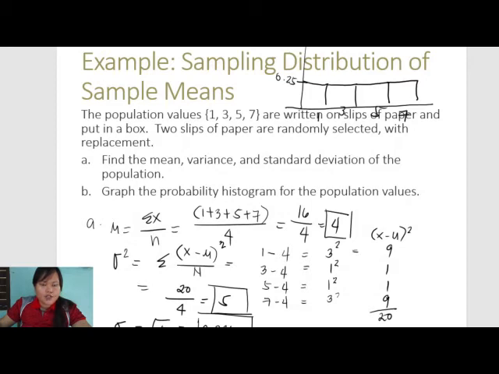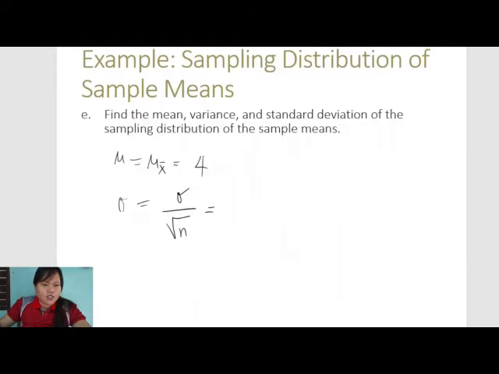So the square root of 5 over the square root of n. Our n is 2, because we used samples of size 2. So the square root of 5 over the square root of 2 is 1.581.